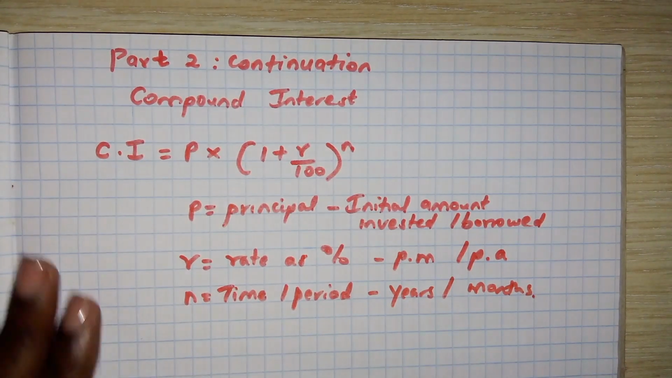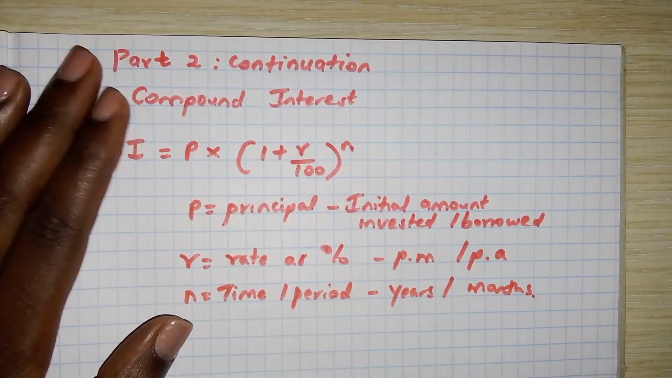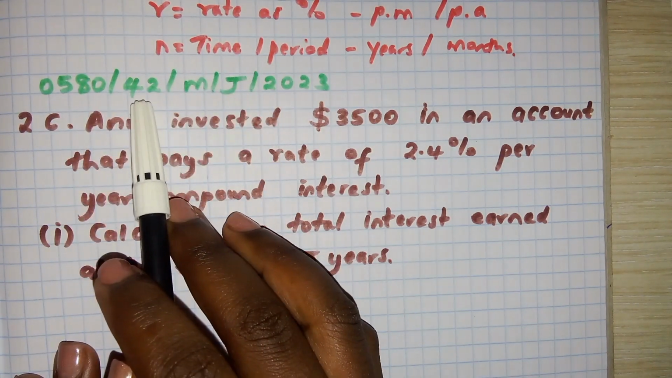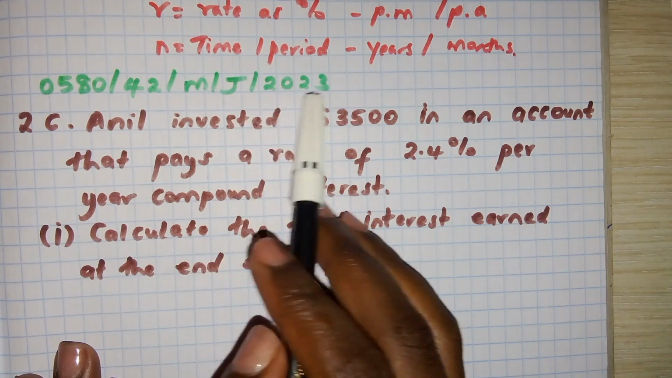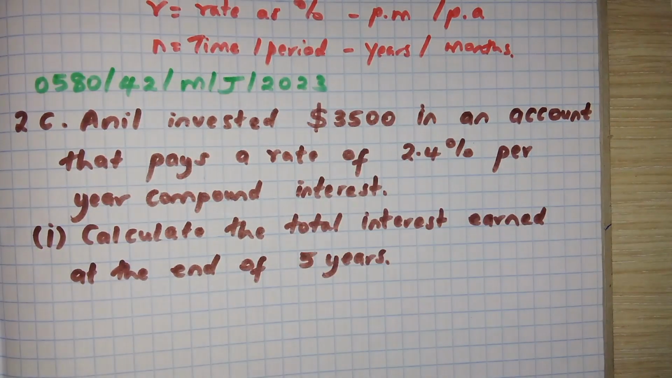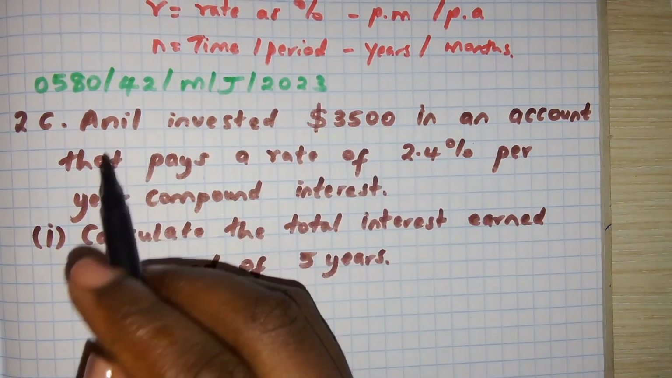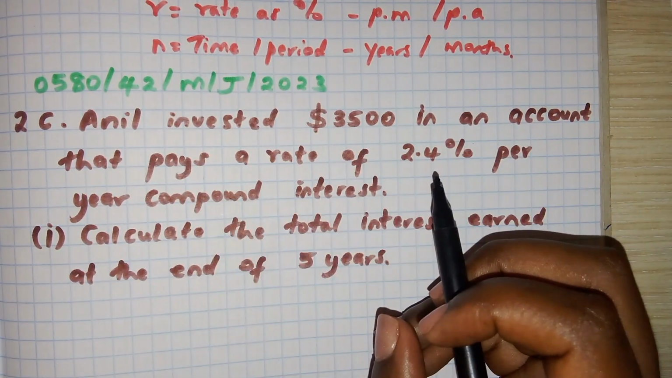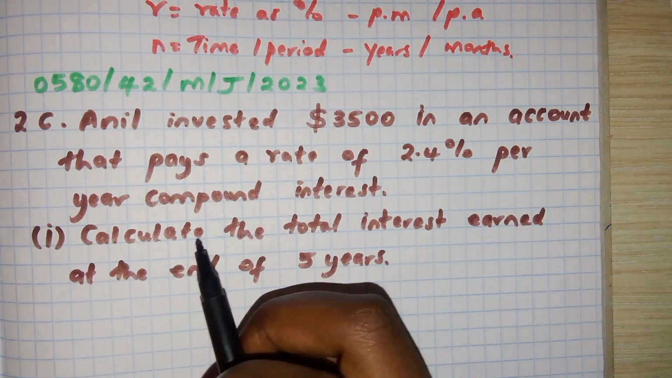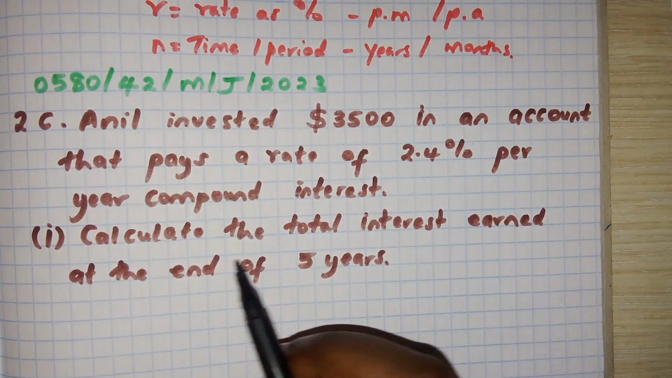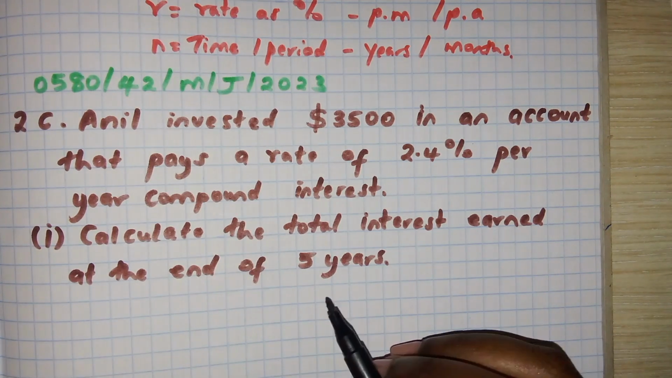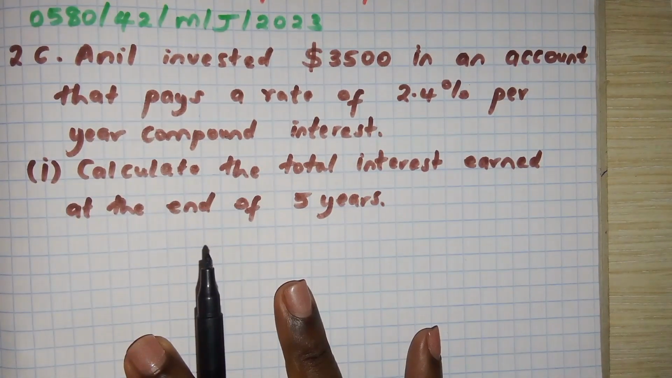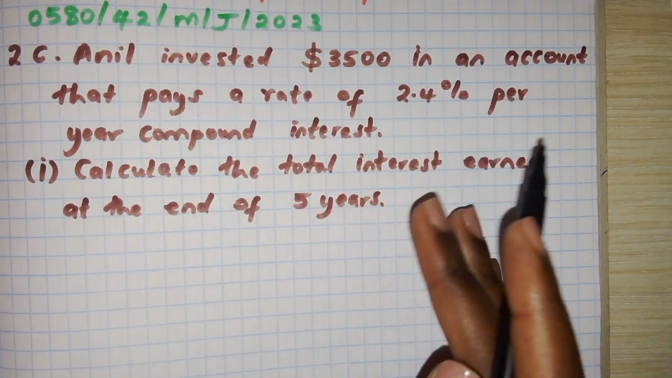So let's do another question from the paper for the extended. This question is from last year, Paper 4, Series 42, May-June 2023, the IGCSE extended paper. Anil invested $3,500 in an account that pays a rate of 2.4% per year compound interest. Calculate the total interest at the end of the 5 years. This is question 2C of the paper.